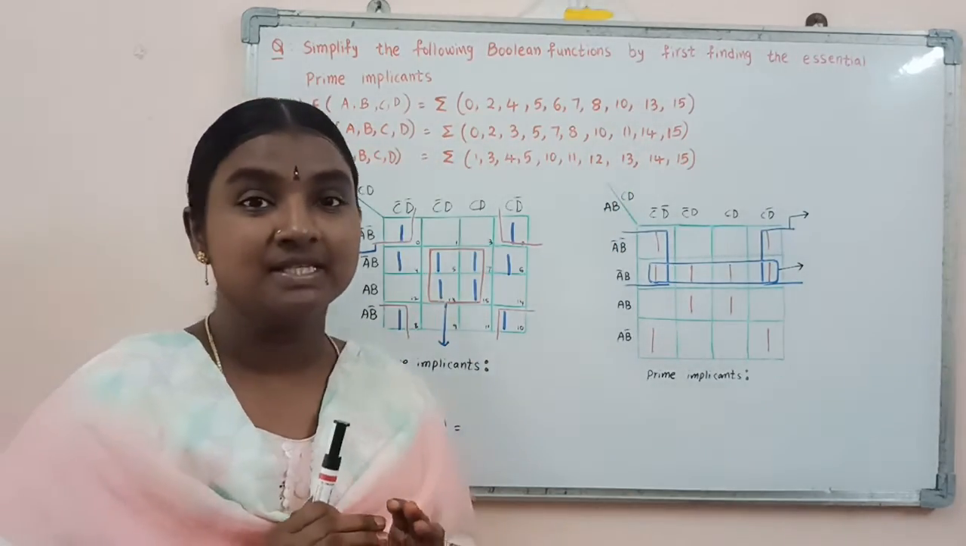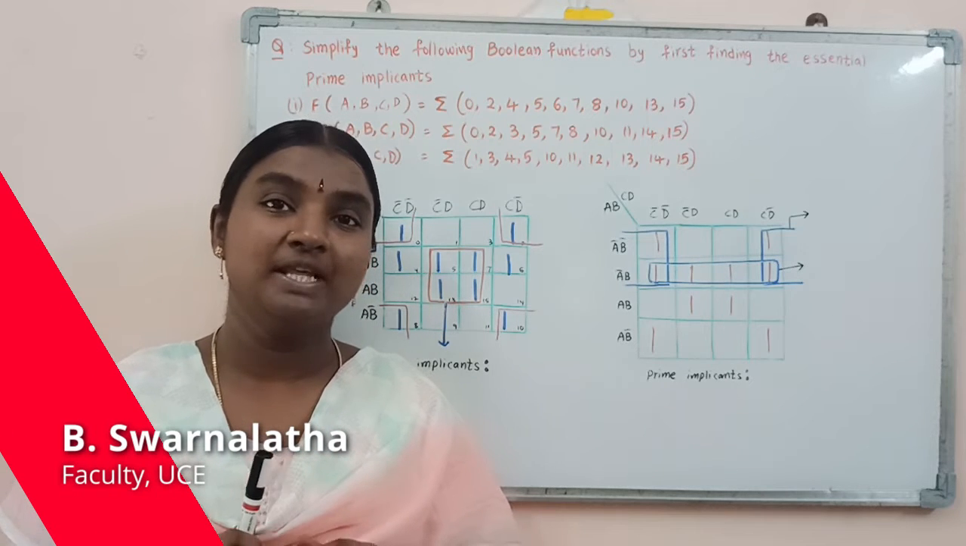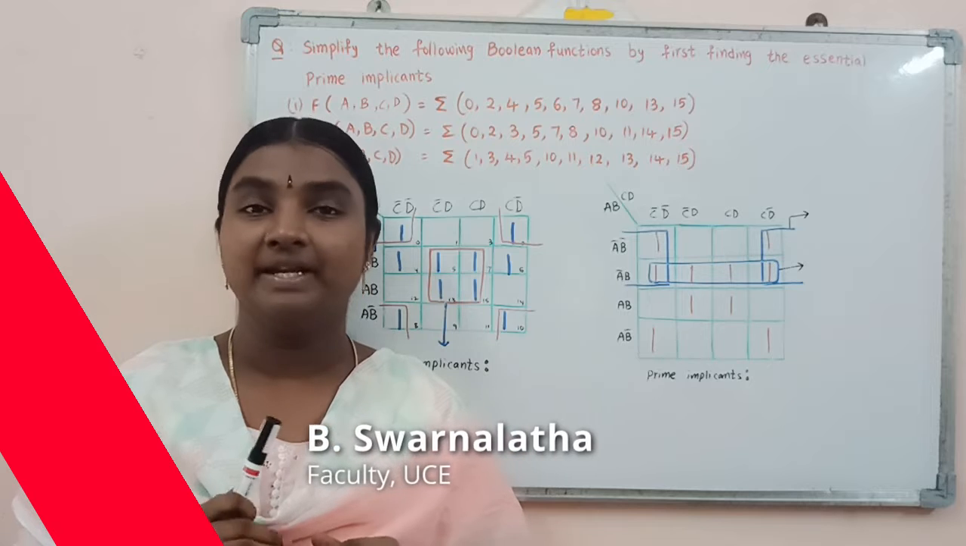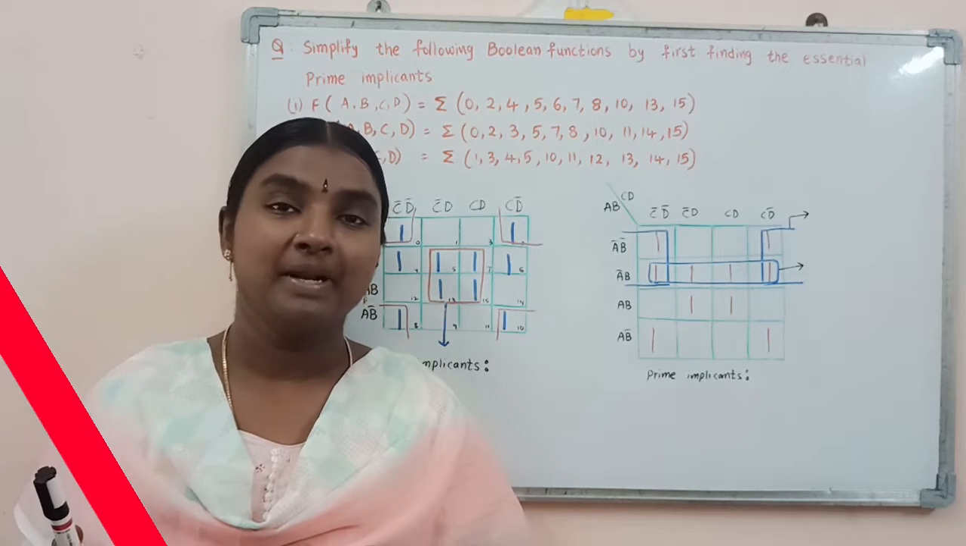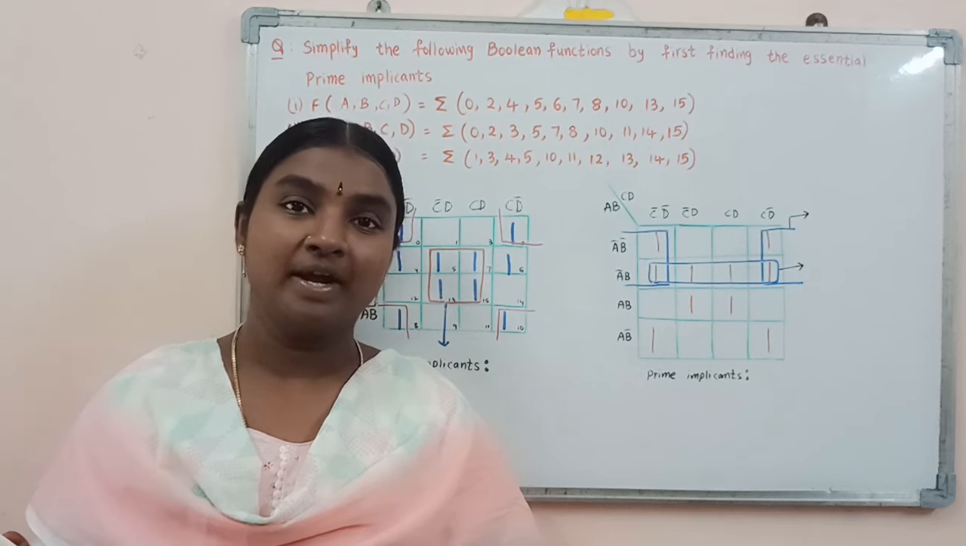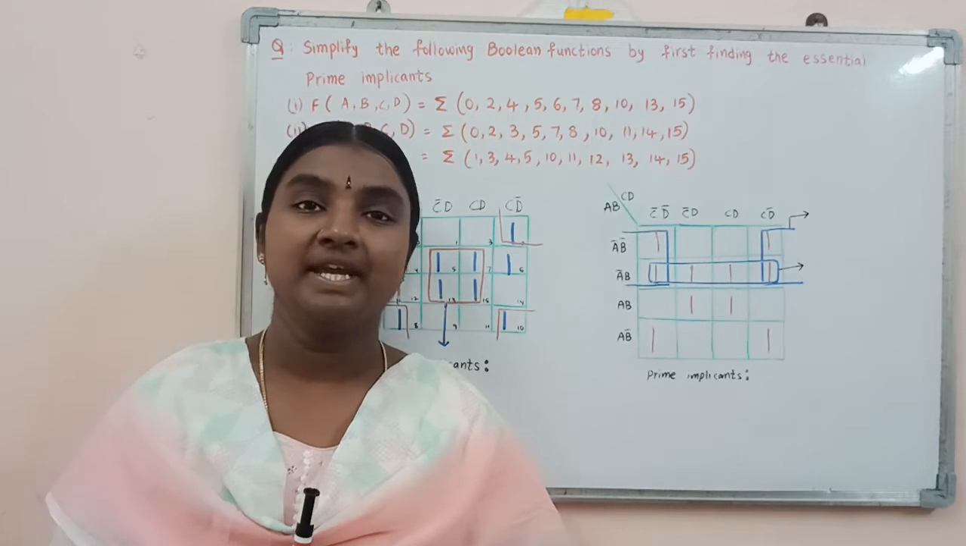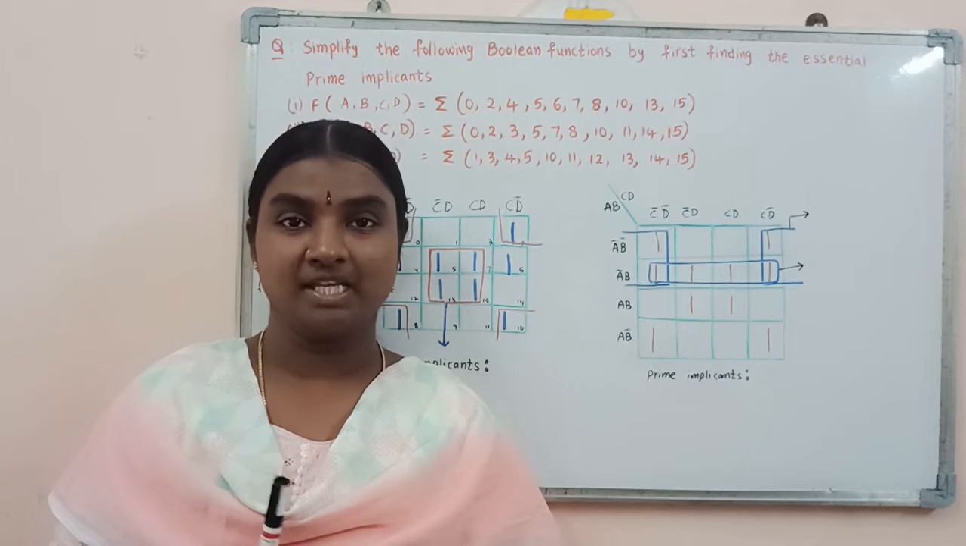Now in these mentioned functions, firstly we need to find the essential prime implicants, and after that, if any other prime implicants are possible, then we go on to find those prime implicants. From that we need to find a simplified Boolean expression.